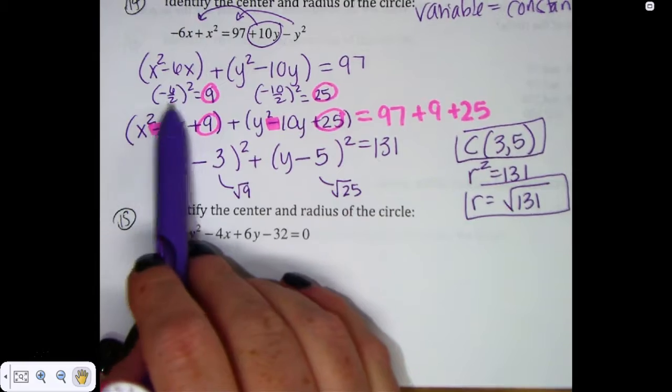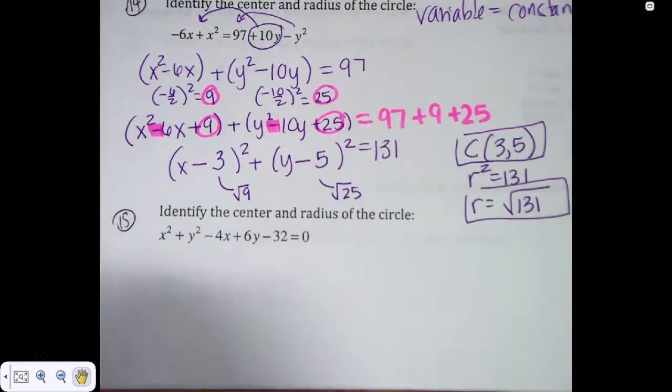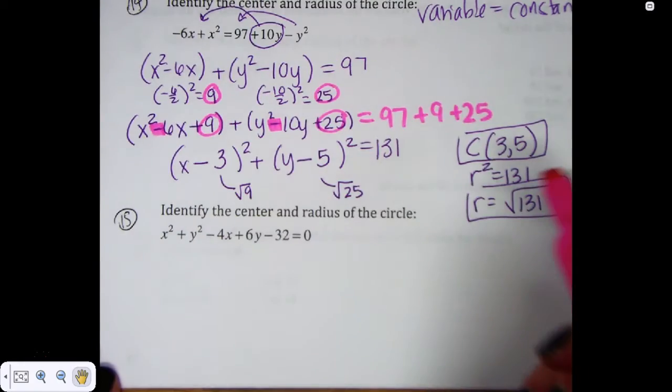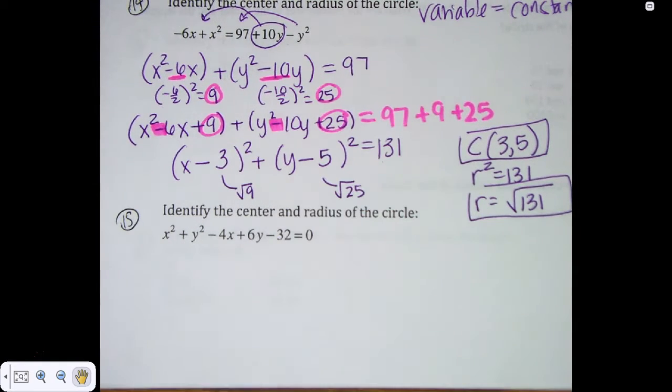Again, here's where we're completing the square. Okay? All I'm doing is taking this term and I'm dividing it by 2. This middle term here. I'm taking this and dividing it by 2. I'm taking this and I'm dividing it by 2.